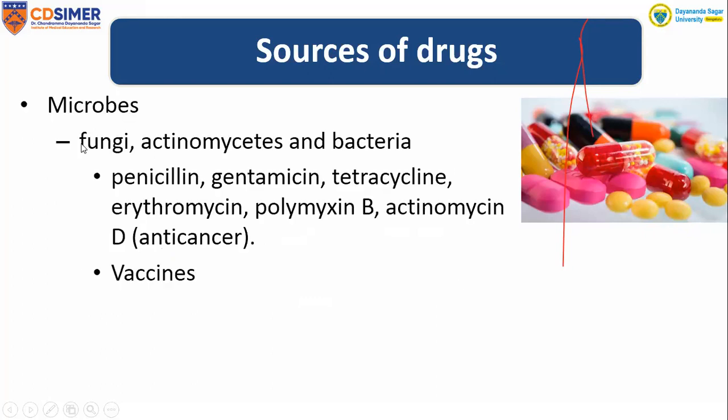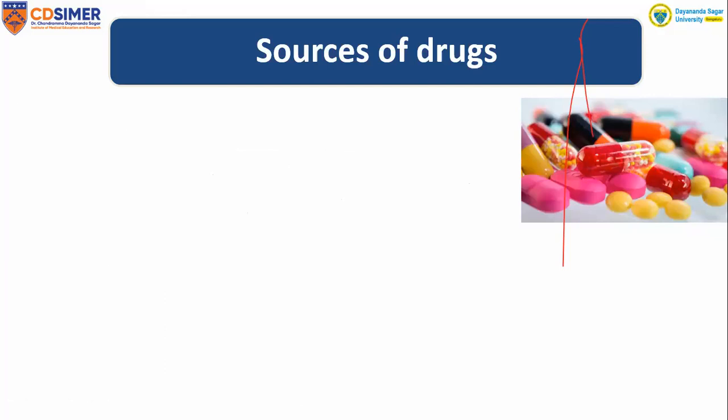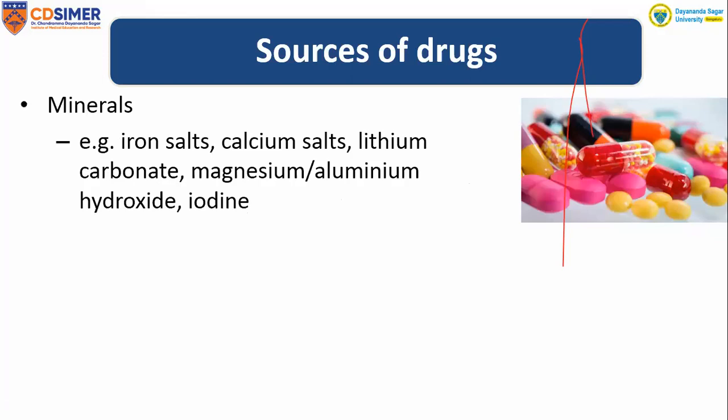Next one is microbe sources like fungi, actinomycetes, bacteria, like penicillin. All these microorganisms, fungi, actinomycetes, then bacteria, have helped us to get so many important chemicals like penicillin, gentamicin, tetracycline, erythromycin, polymyxin B, actinomycin B. Then vaccines also, we can use these antigens and induce antibodies, and vaccine development is also done with the help of these.